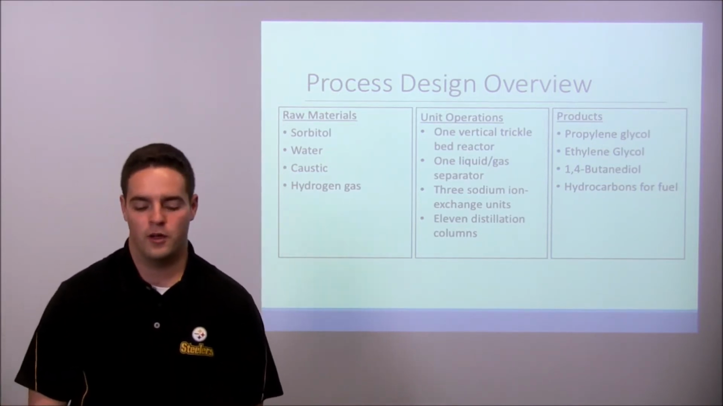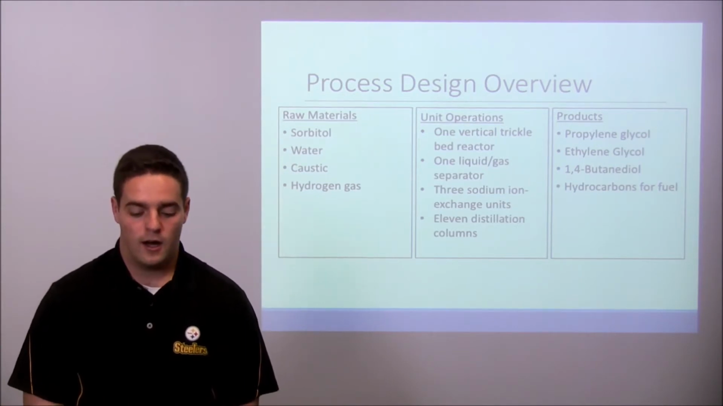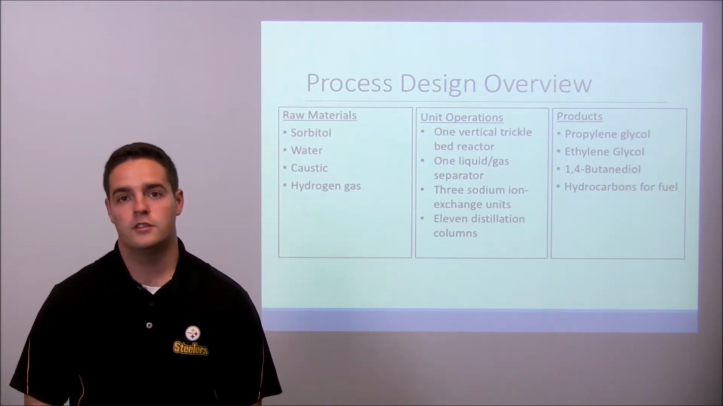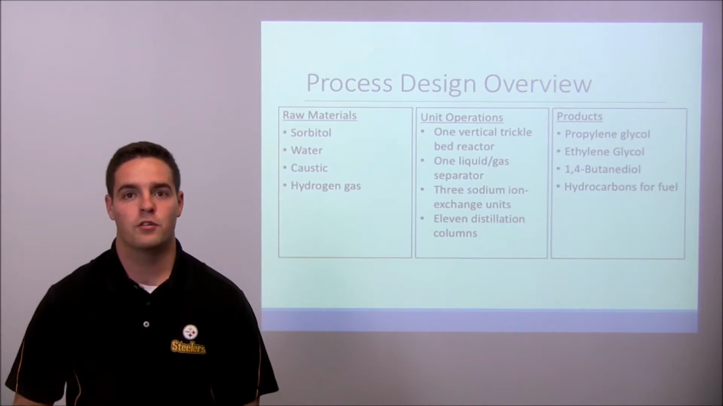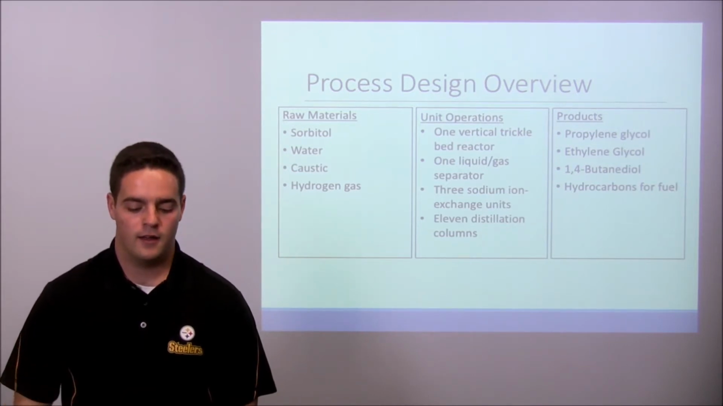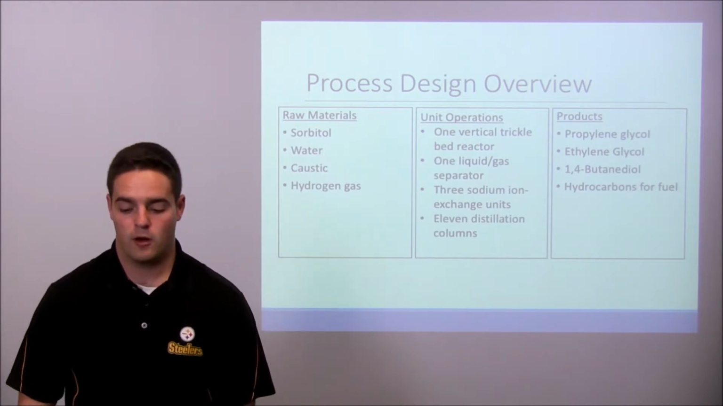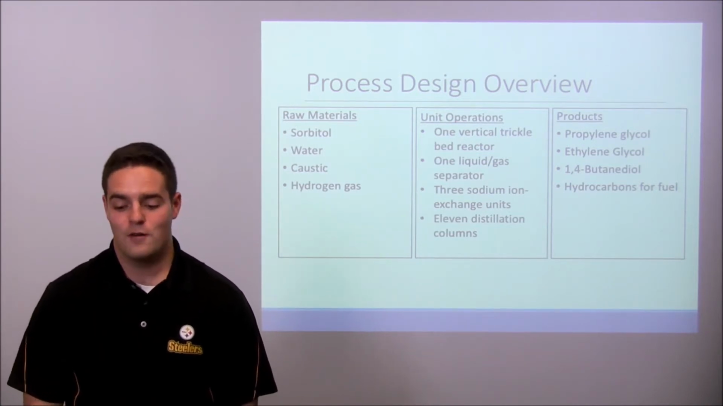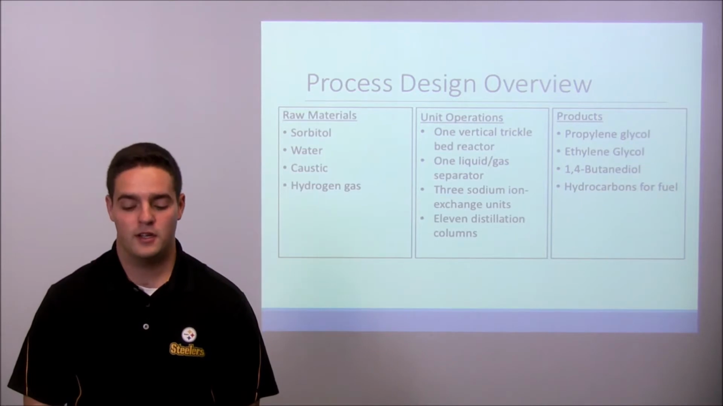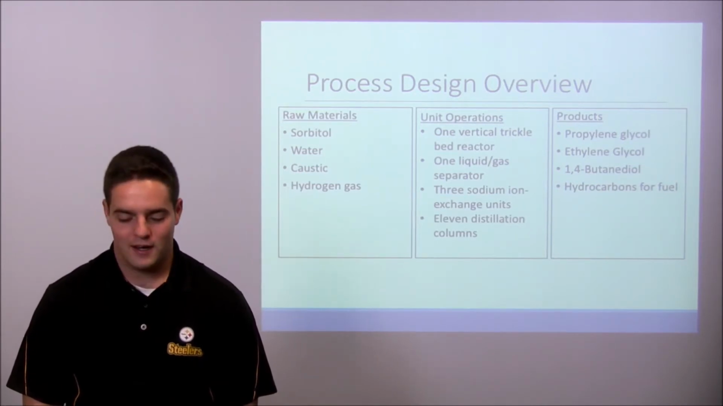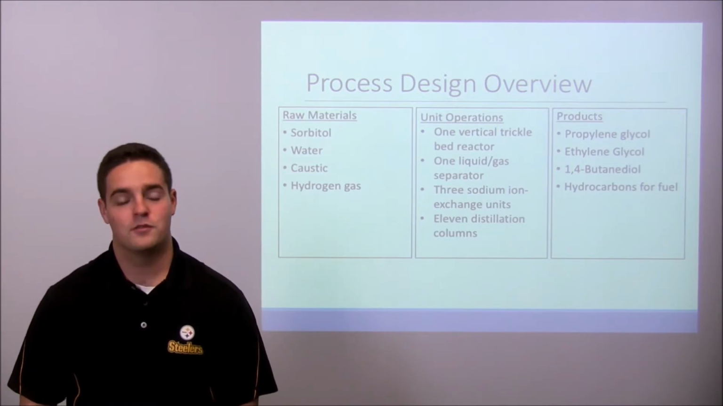This will be then run through a trickle bed reactor, a liquid separator, 3 sodium ion exchangers that will be rotating, and then 11 distillation columns to purify our 4 products. Our products are propylene glycol, PG, ethylene glycol, EG, 1,4-butanediol, and hydrocarbons for fuel.